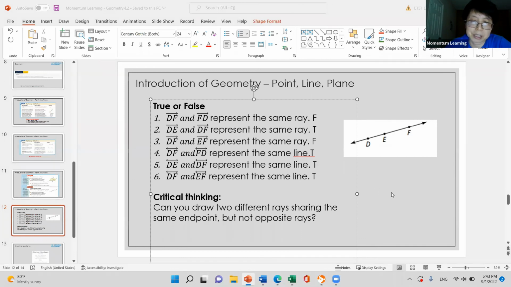Now you have an idea of how we start with geometry. That's probably the first or second unit we're going to learn. Any questions so far?